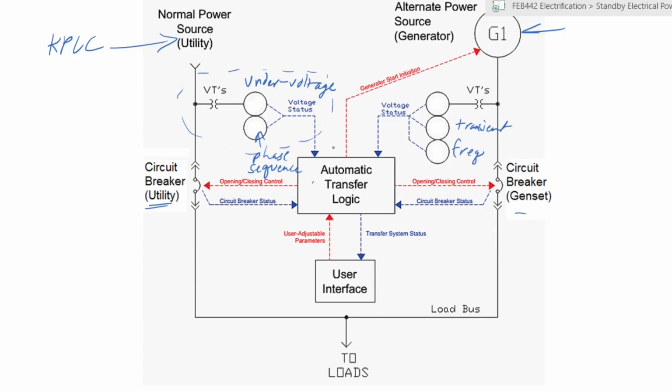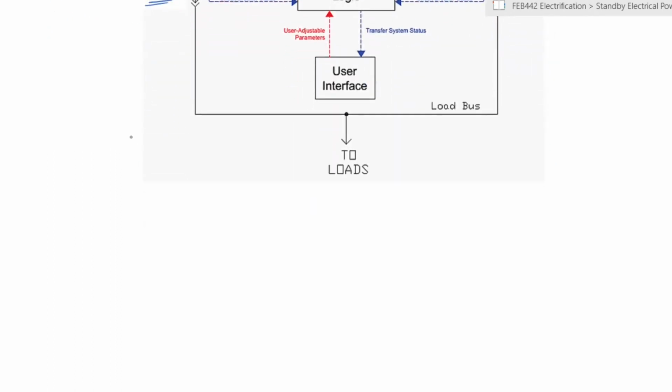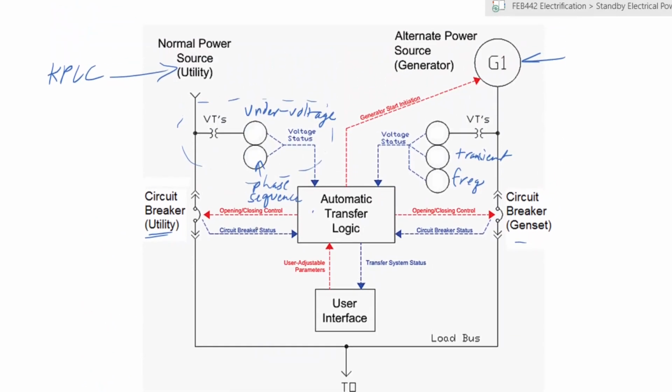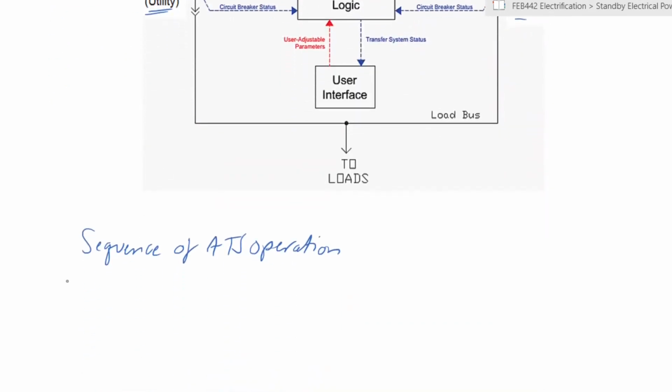Right. So now let's look at the sequence of events for operation. So sequence of ATS operation. Okay. Now, so let's say at the beginning of this sequence of events, you are running normally from KPLC. But at the first instant, you have what is called initiation of transfer.